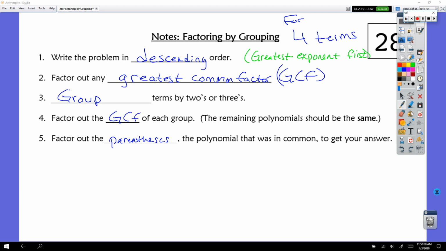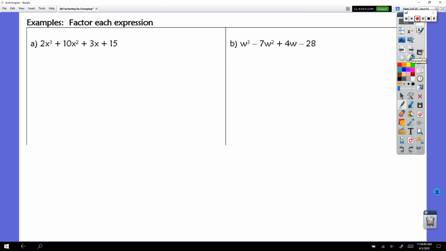And if factoring by grouping works, then the polynomial that you have left inside the parentheses should be the exact same expression. We're going to factor out the parentheses, the polynomial that was in common, to get our answer, and we'll typically have 2 sets of parentheses with stuff inside if factoring by grouping is working. So let's see what we've got going on.